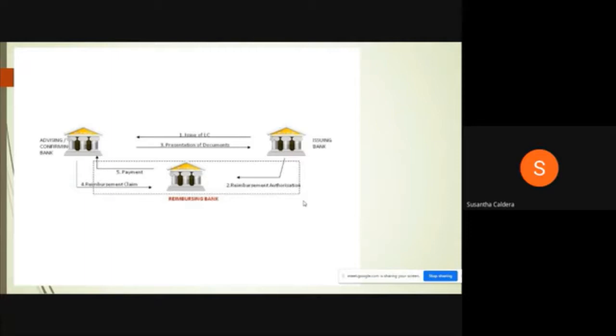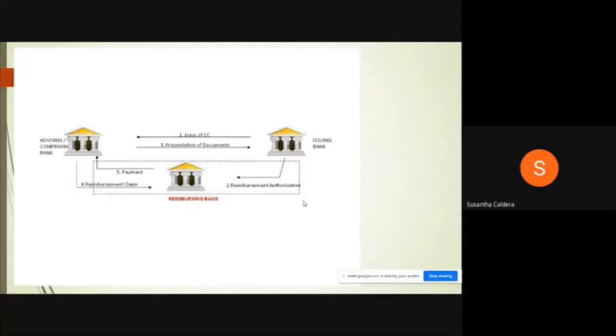the third step is the presentation of documents to the issuing bank. Meanwhile, simultaneously, they will claim the money from the reimbursing bank. Immediately, they will pay. Within one day, they will pay. The following day, your Nostro account is credited. Right? This is how the reimbursement is happening.